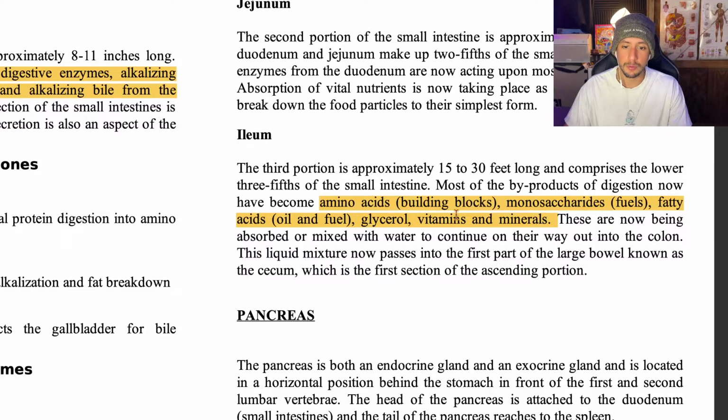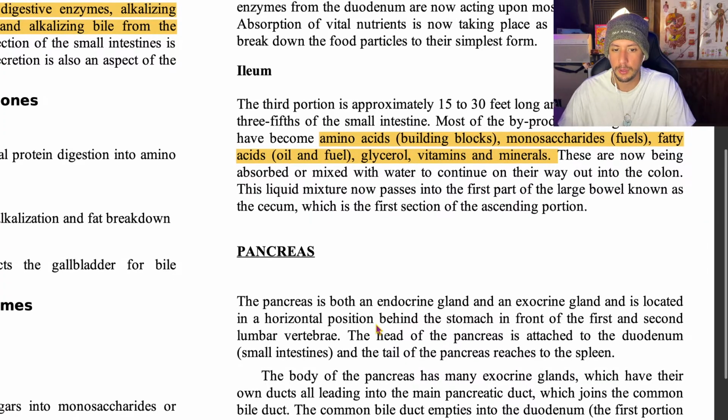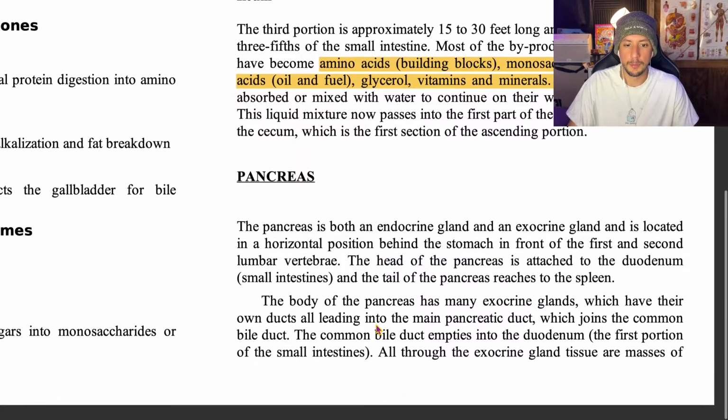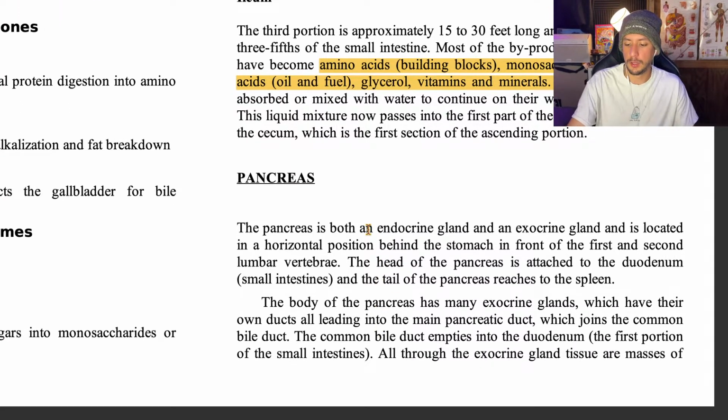Not chemicals yet. These are still molecules, but they're very simple. These are now being absorbed or mixed with water to continue on their way out into the colon. The liquid mixture now passes into the first part of the large bowel known as the cecum, which is the first section of the ascending portion. So, it's all tied up in there. All right, let's keep moving.